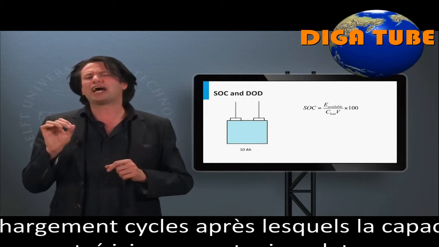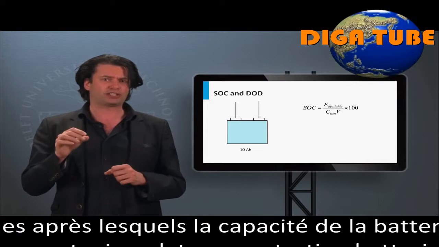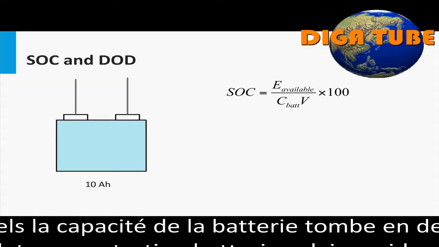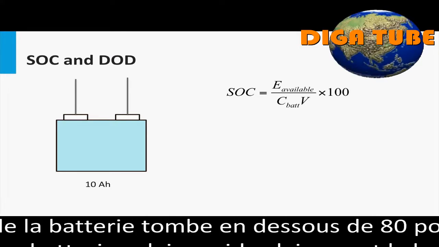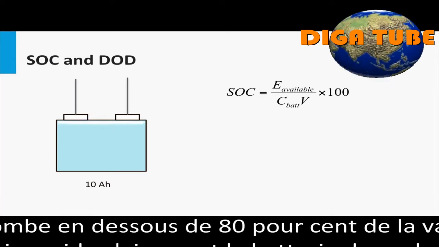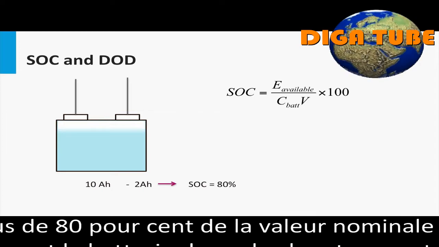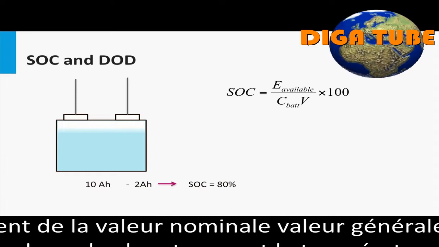Now, let's look at another important battery parameter, the state of charge, or the SOC. This is defined as the percentage of the battery capacity available for discharge. Thus, a 10 amp hours rated battery that has been drained by 2 amp hours is said to have a state of charge of 80%.